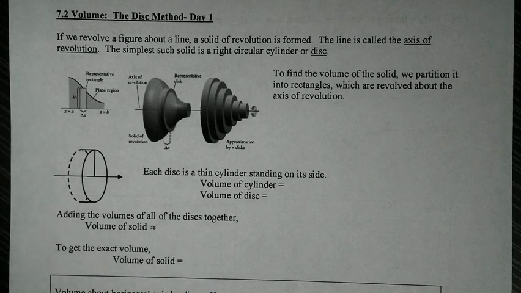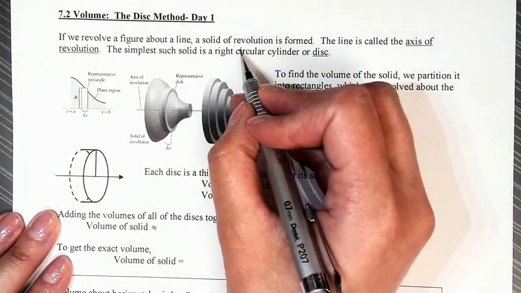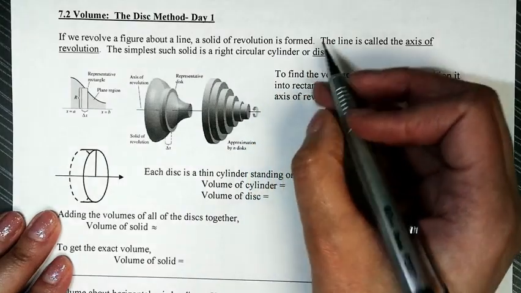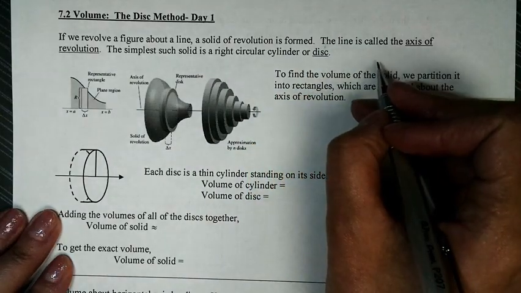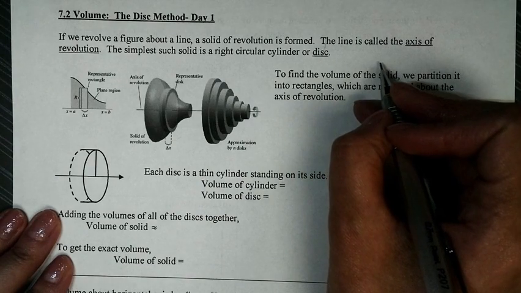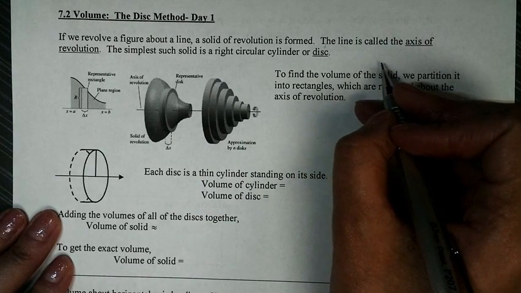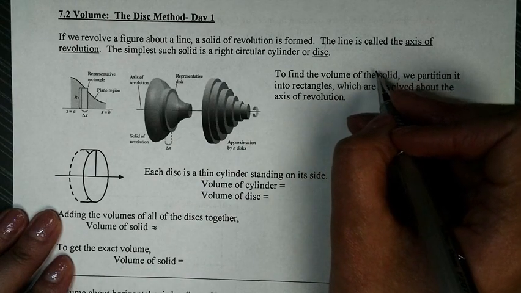Hi guys, today we're going to learn how to compute the volume using the disk method. Now, if we revolve a figure about a line, a solid of revolution will be formed. The line is called the axis of revolution. The simplest such solid is a right circular cylinder, or what we call a disk.